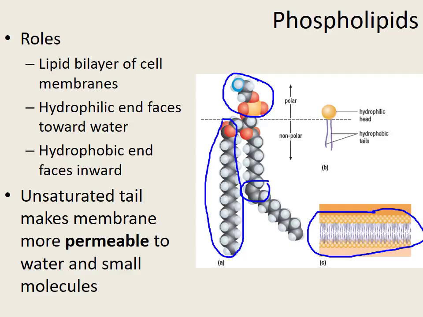These unsaturated tails will make the membrane more permeable to water and small molecules. And remember, we discussed fluidity. The fatty acid composition here can change over varying temperatures, allowing for more molecules to cross the membrane when needed.